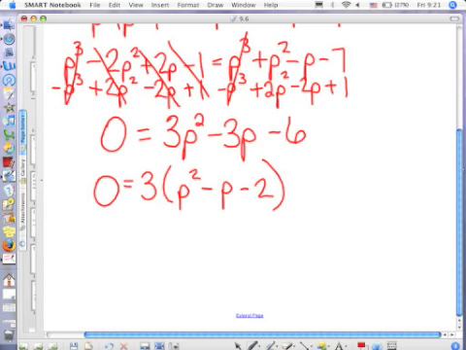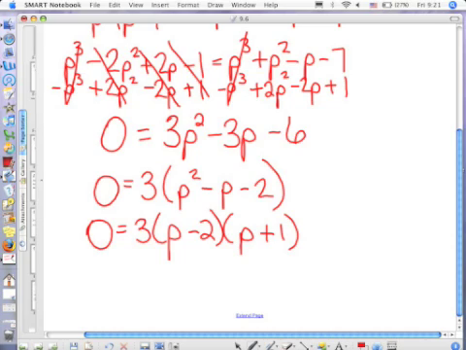Now, is that trinomial factorable? Yes. What numbers multiply to give you 2? 2 and 1. Can you subtract them to get 1? Yes. Check your middle terms and make sure your signs are correct. This is negative 2p plus 1p, which gives me negative 1p in the middle.